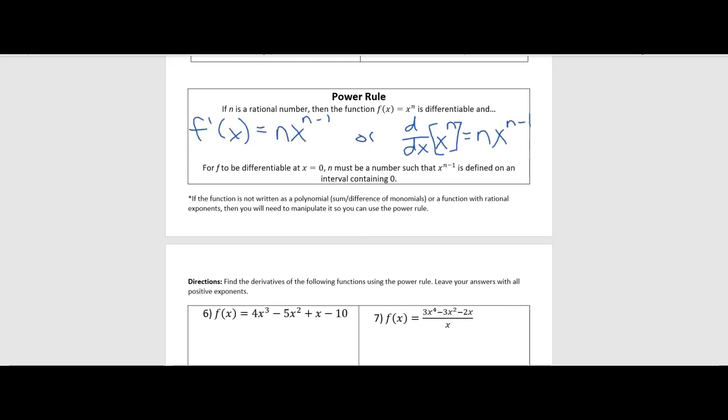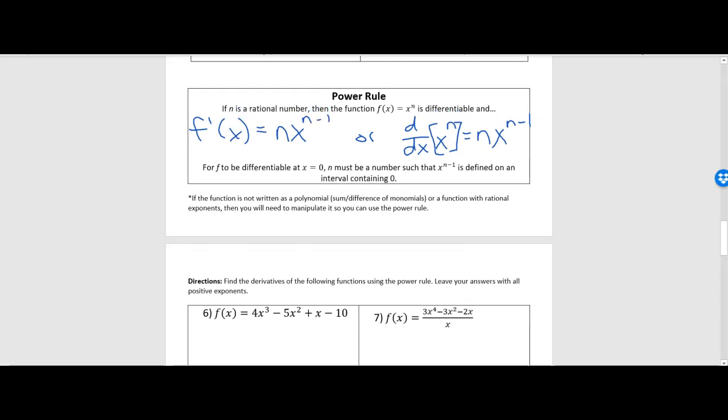So the power rule states, if n is a rational number, then the function f of x equals x to the power of n is differentiable, and f prime of x is equal to n times x to the power of n minus 1. Or we could write it using our derivative operator. So that's d over dx, and that just means we're taking the derivative with respect to x of x to the power of n is equal to n times x to the power of n minus 1.